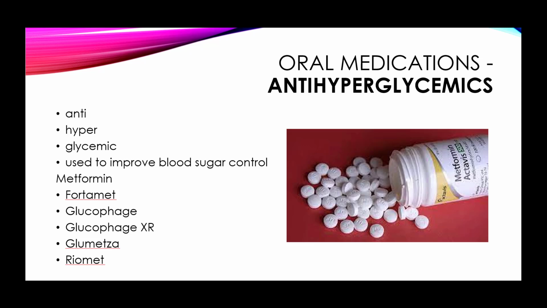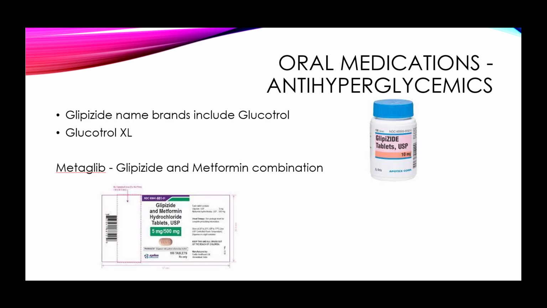So let's take a look first at the name brands for metformin, and those are going to include Fortamet, Glucophage, Glucophage XR, Glumetza, and Riomet. Glipizide is that other medication that sometimes is prescribed along with metformin. Glipizide name brands include Glucotrol and Glucotrol XL. Now, there is a tablet available that already combines glipizide with metformin, and that medication is called Metaglip. And so that's a glipizide and metformin combination.